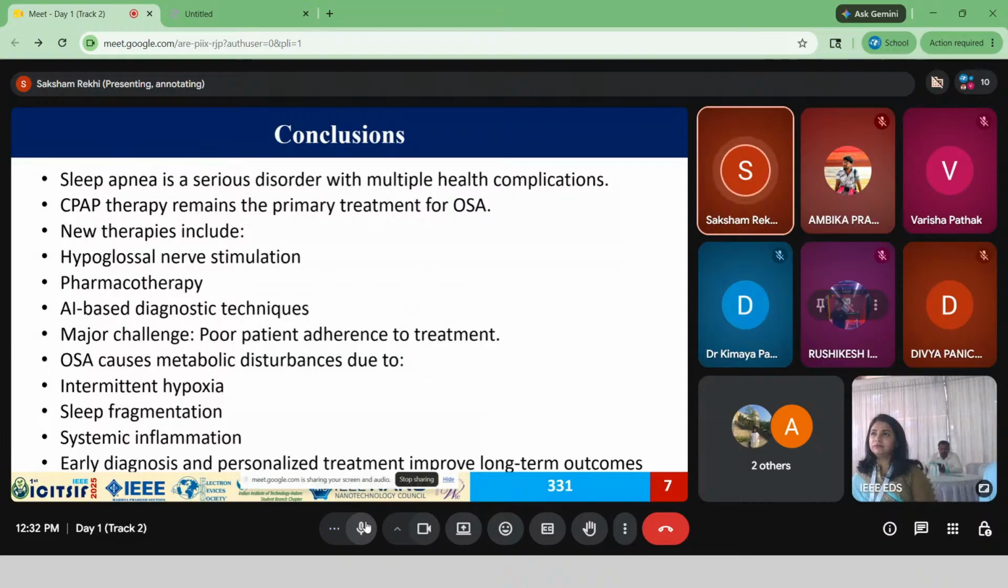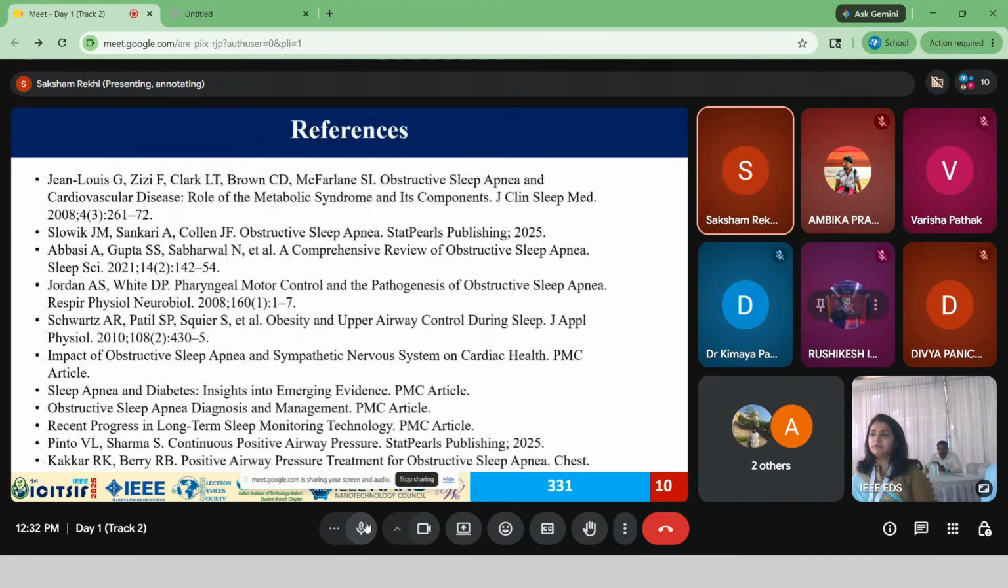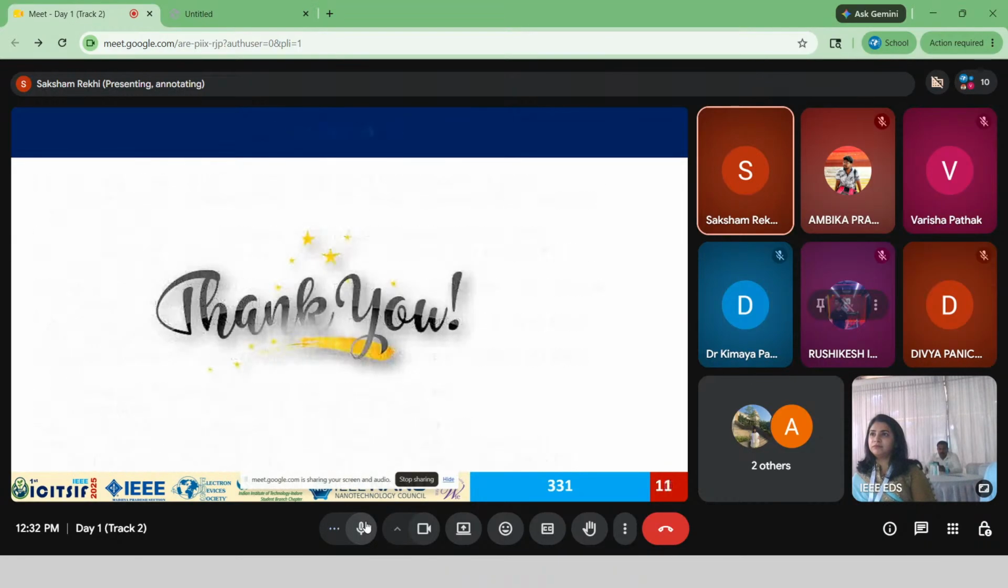Conclusion: sleep apnea is a serious disorder with multiple health complications. CPAP therapy remains the mainstay treatment of obstructive sleep apnea. New therapies include hypoglossal nerve stimulation, pharmacotherapy, AI diagnostic techniques, and various other diagnostic methods. These are the references. Thank you.